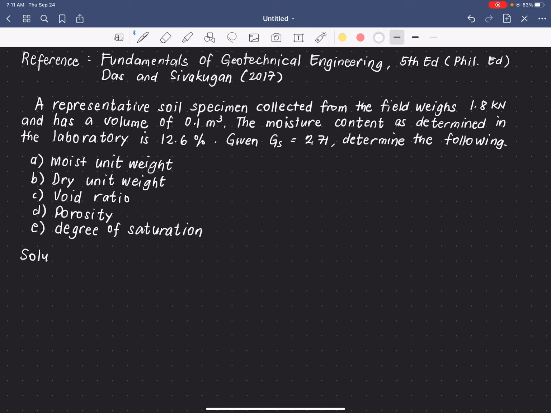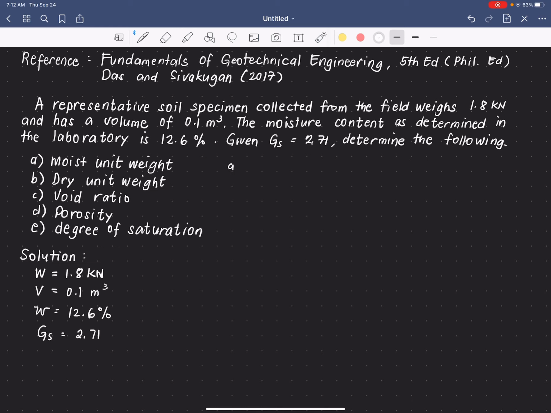So let us write the given data. We have the weight of the specimen equal to 1.8 kilonewton and the volume is 0.1 cubic meter. A moisture content is given to be 12.6% and a specific gravity of 2.71.